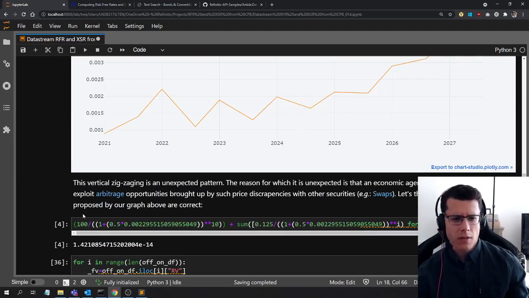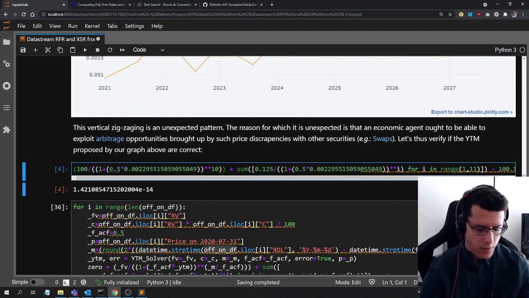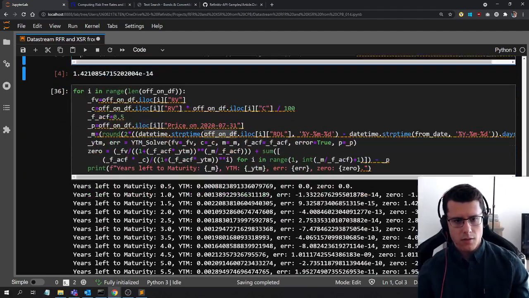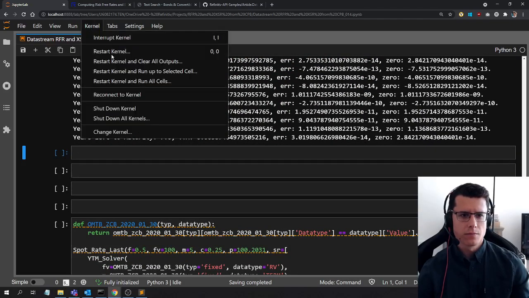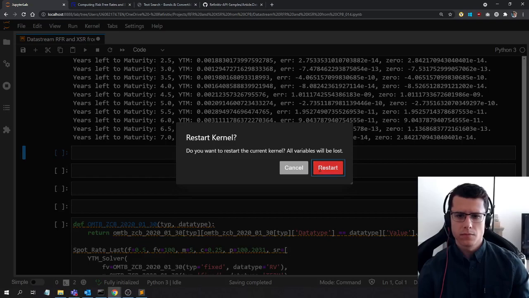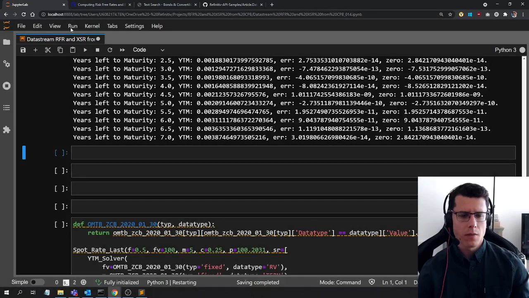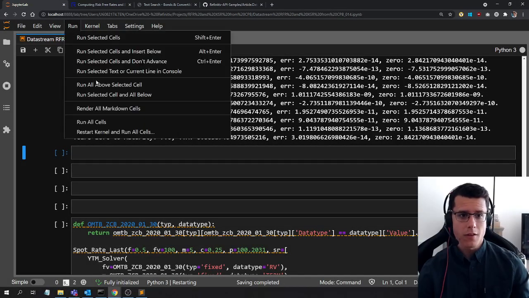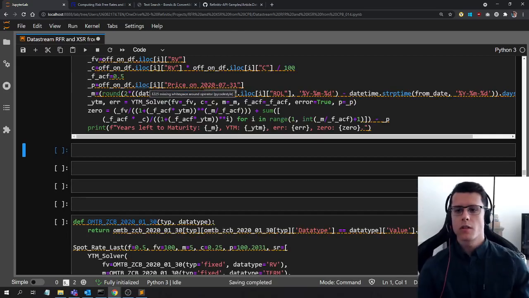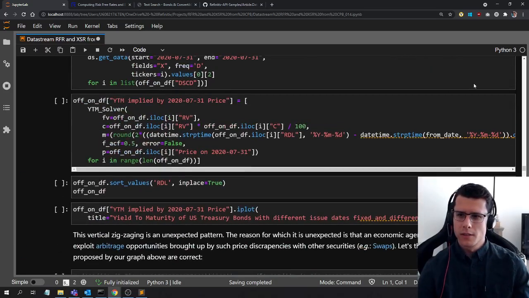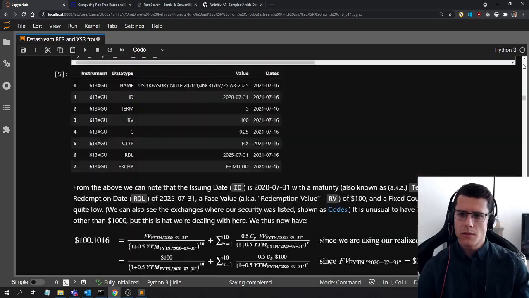Let me run everything again. Oh, this is so strange. So very strange. Okay, I've commented this out, run everything. So let's clear the kernel and run. Go on. There you go. Run all above. Oh, there shouldn't be an error. Oh, there is an error. There's an error somewhere.